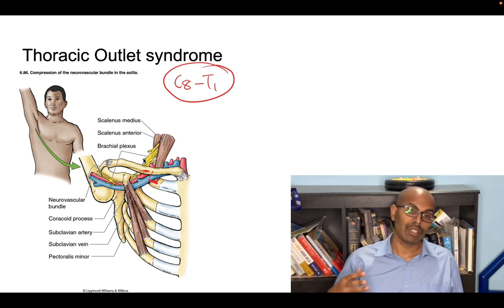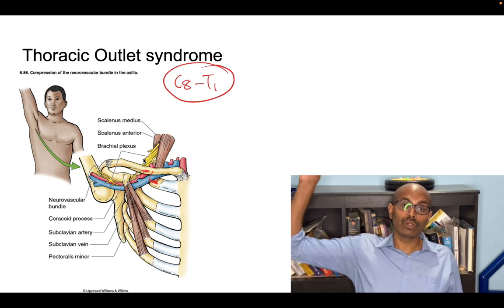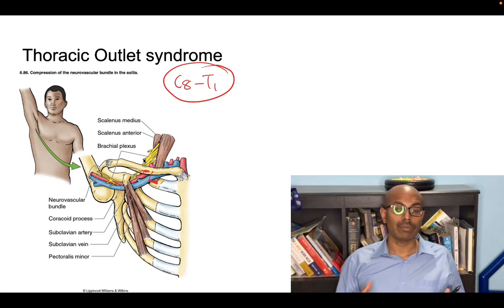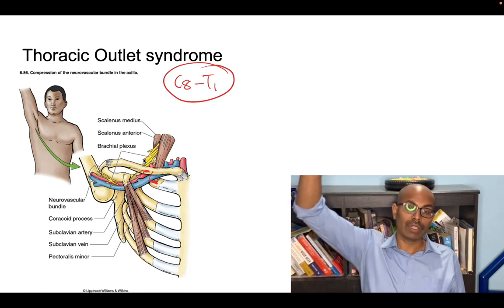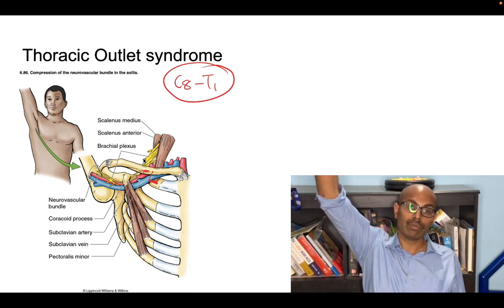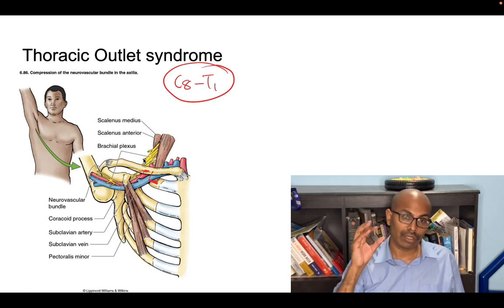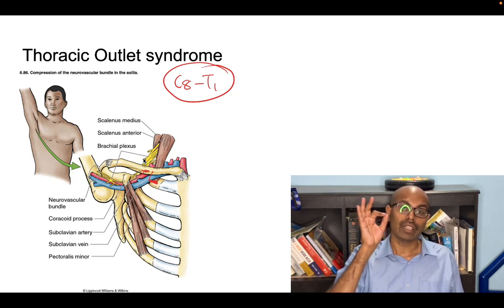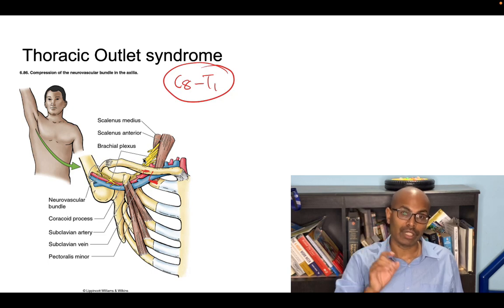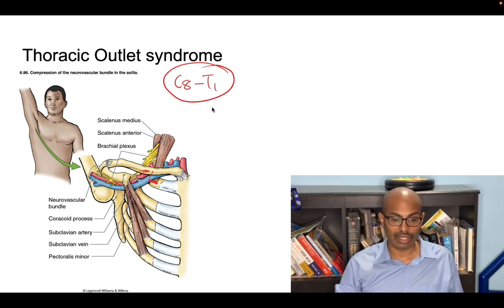And these symptoms can be reproduced by the Adson's test, the Roos test, and other maneuvers available to test this thoracic outlet syndrome. Whenever the patient abducts the arm high above the shoulder, the neurovascular bundle, the subclavian artery and vein, get compressed between the rib and the clavicle bone, and therefore you have what is called thoracic outlet syndrome.